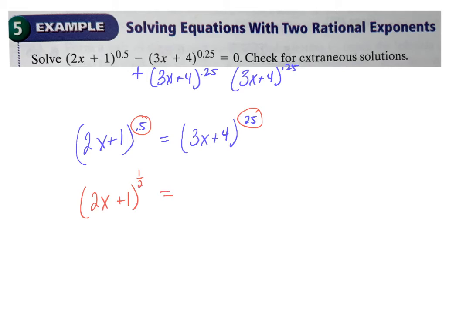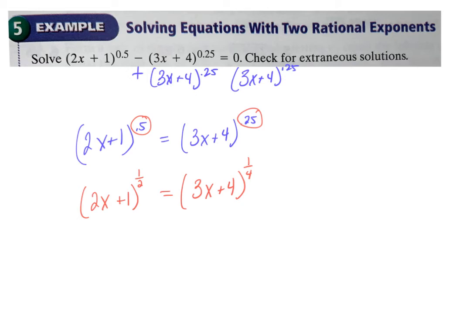0.25 as a fraction is 1/4. 0.25 over 100, that's what that means. Reduce it, you get 1/4. So I would write both of these as fractions, all right? And your goal is that they're both whole numbers. They're no longer rational exponents.